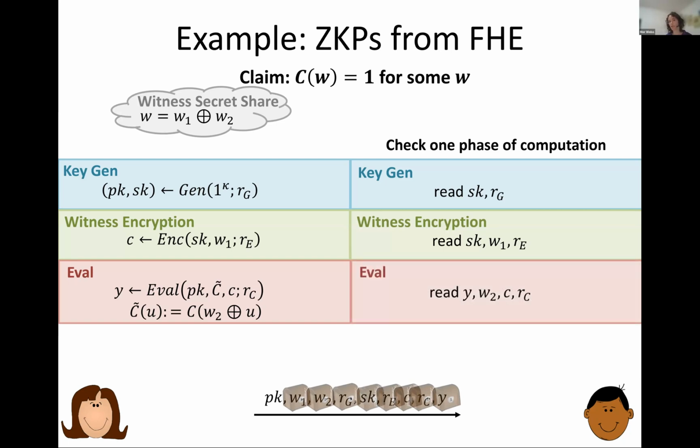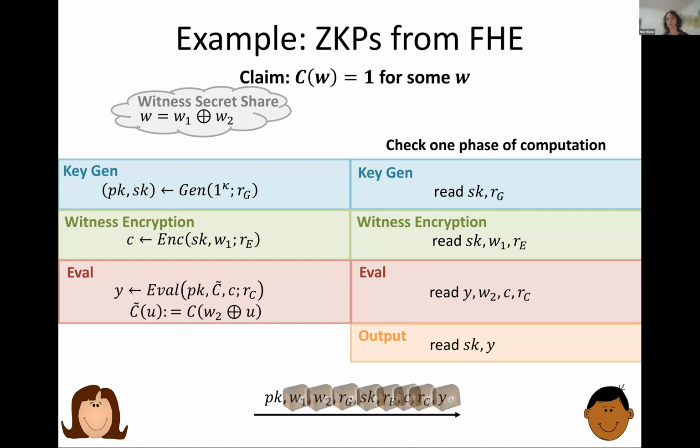If you choose to check evaluation, you'll read the second witness share, W2, and an encryption of the first witness share, W1. But that's fine, because the encryption of W1 should hide this secret share. So you're basically only seeing one secret share. And then the verifier can also choose to check that the output does indeed decrypt to 1.